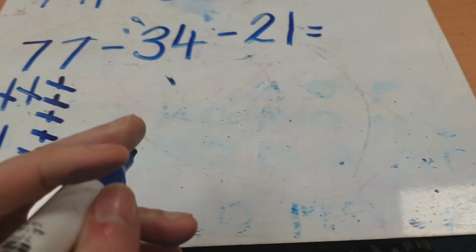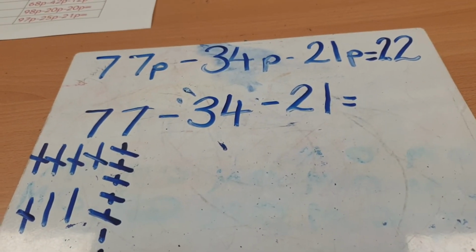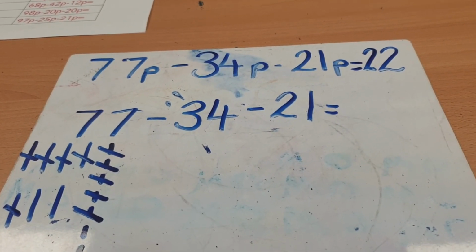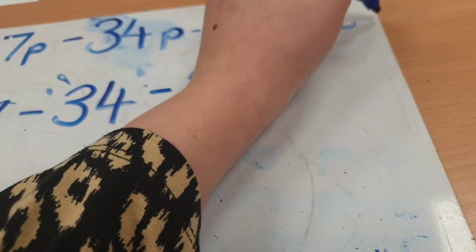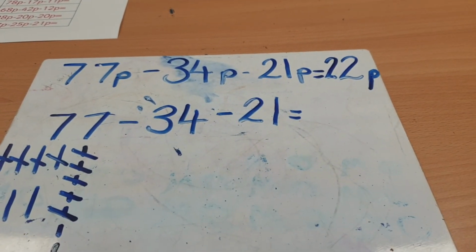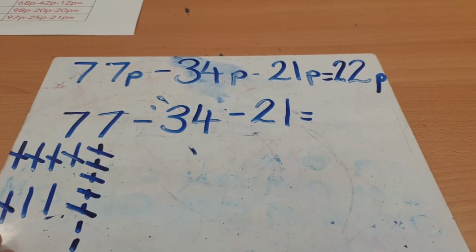And then, because it's 77p, take away 34p, take away 21p, and the answer's 22, I need to remember my pence sign because it's below £1. Now that is really, really tricky, but I know that all of you are super duper at using your tens and ones to help you solve maths problems.